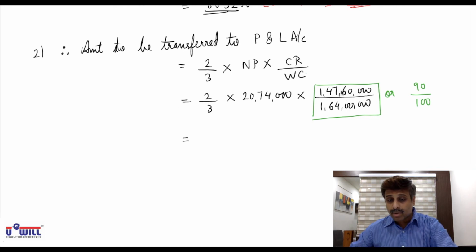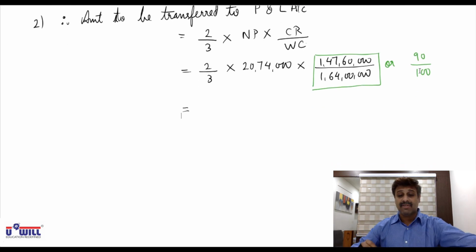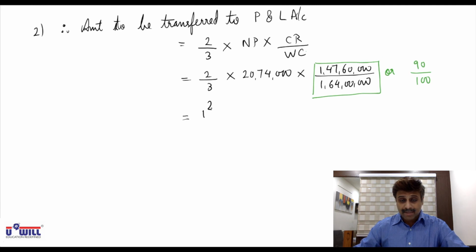Whether you do 1 crore 47 lakh 60,000 upon 1 crore 64 lakhs or you do 90 by 100, you'll get the same answer. See, check it up everyone. Do it: 2 divided by 3 into 20 lakh 74,000 into 90 divided by 100. You get 12 lakh 44,400. Okay, round it off to 12 lakh 44,400.